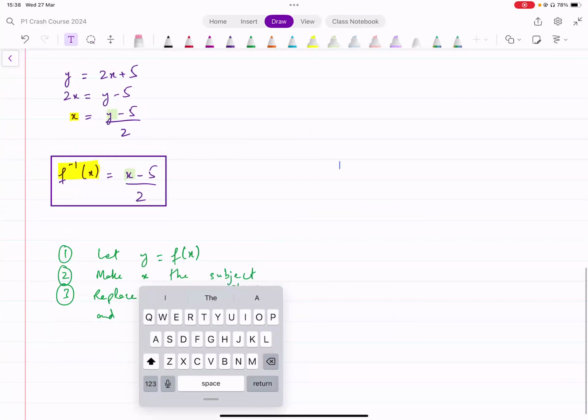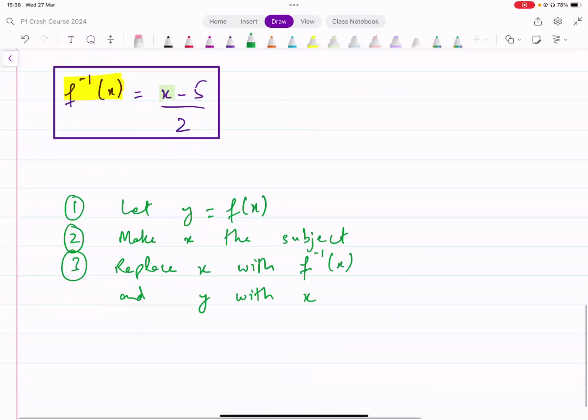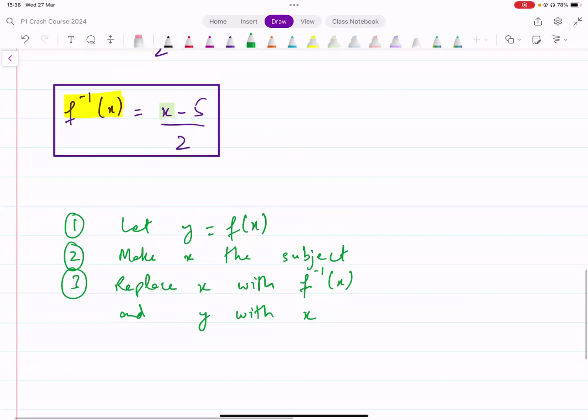Let y equals f of x. Make x the subject. Replace x with f inverse of x and y with x. That's all that you've got to do, and that will give you the inverse of the function, right? So for linear functions, it's a very simple process like this. This is how we can find inverse of linear functions.